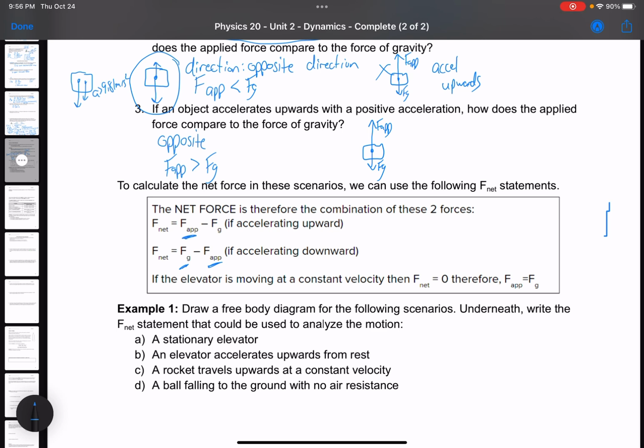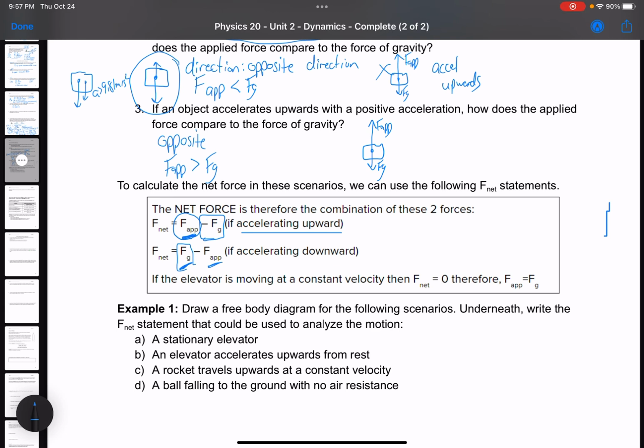So it's always whichever force is determining the direction. If it's going upwards, that means the applied force is the larger of the two forces, and then I'm just going to subtract away whatever gravity's canceling out. And if it's accelerating downwards, then I have the exact opposite: the force of gravity, and I'm going to subtract away whatever the applied force is canceling out.